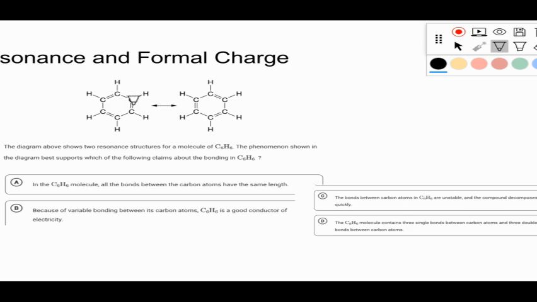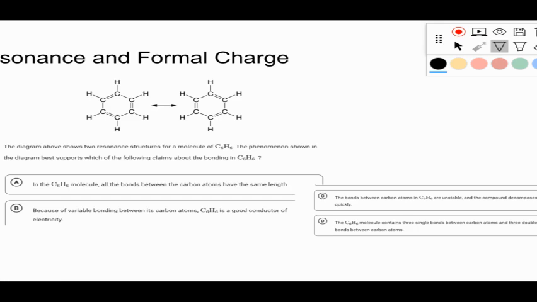and some single bonds, and they alternate. So single, double, single. This one's double, single, double. So that shows the resonance is within those bonds, because the hydrogens are the same on the outside of either of them. And so letter A says in the C6H6 molecule, all the bonds between the carbon atoms have the same length.